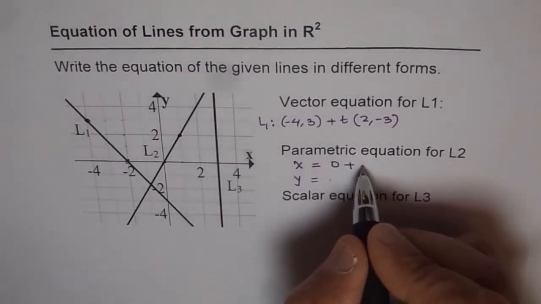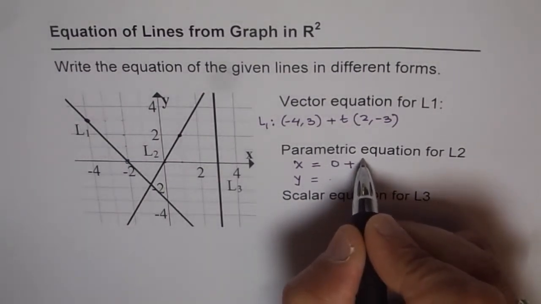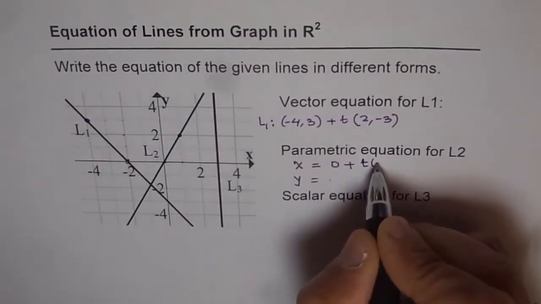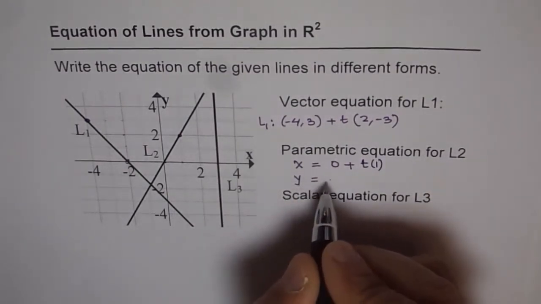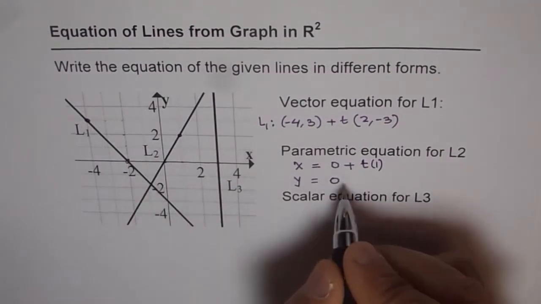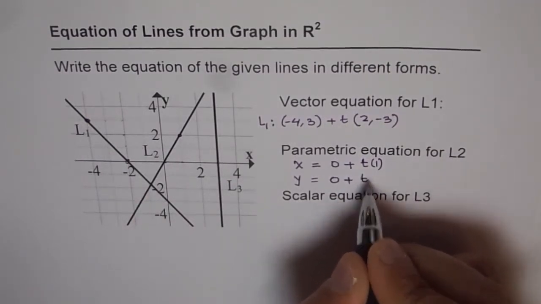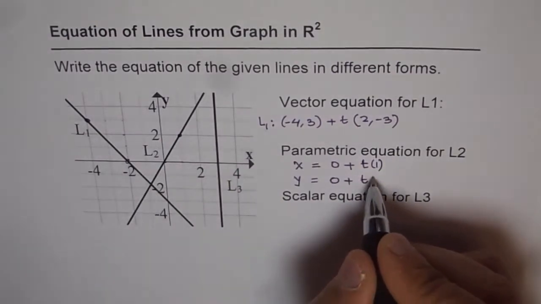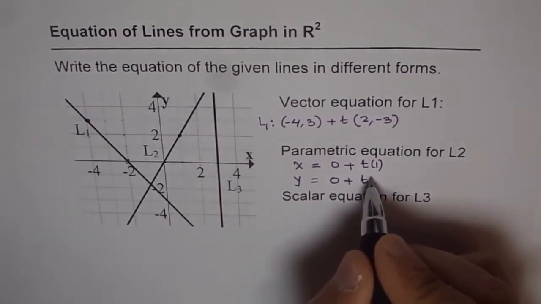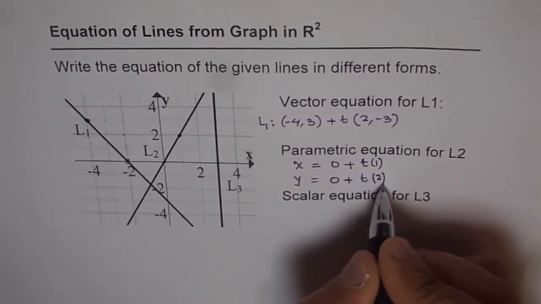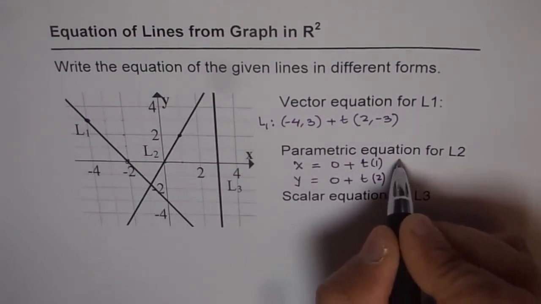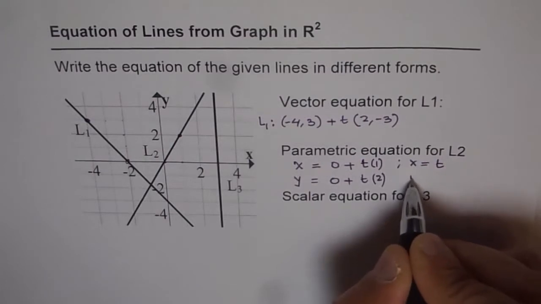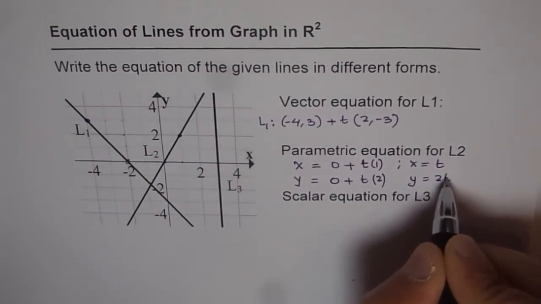So it becomes 1 unit to the right, so t times 1. So you get t here. Let me write 1 first. And for y, we can again start from the origin and write in parametric form every 2 units up. Do you understand? That's what we mean by t here, 2 units up. So in a way, we could write this as x equals t and y equals 2t.